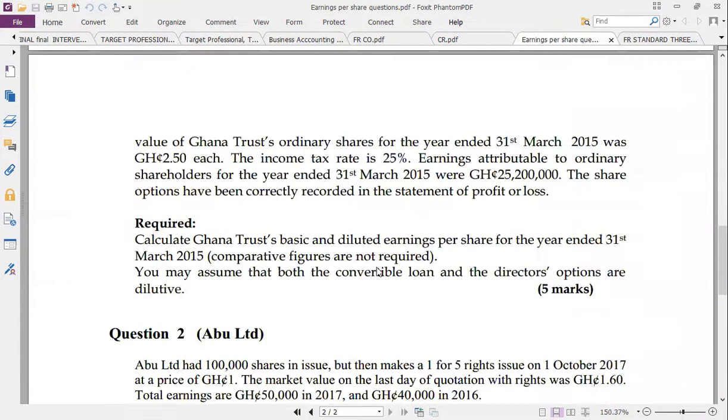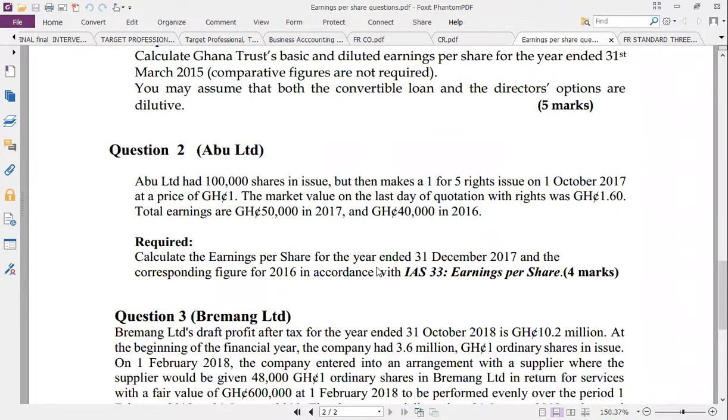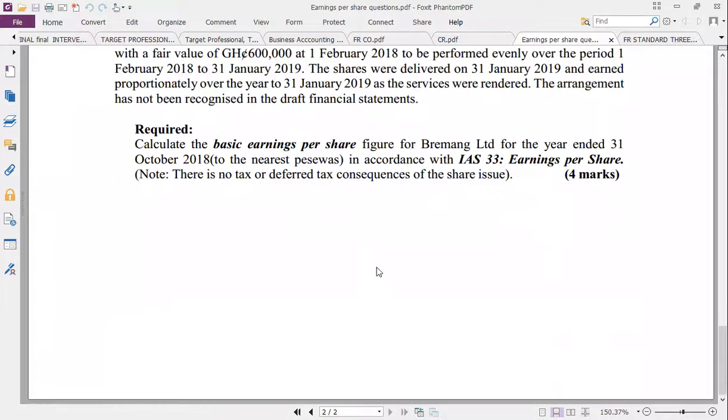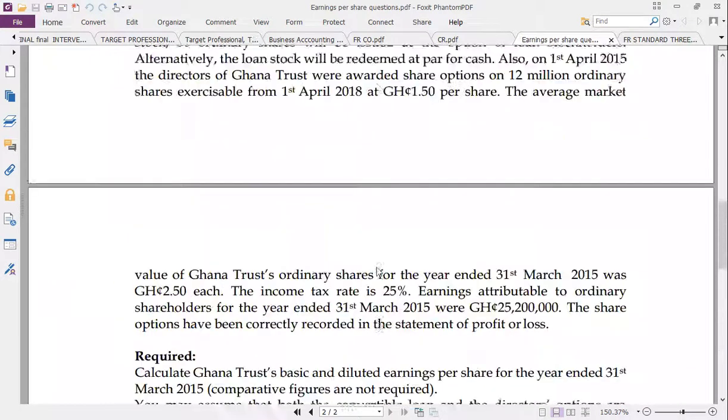And let's go to question two, Abu Limited, but all of these are for you. And question three, Raymond, all of these are for you. So this is how far the good Lord will bring us. And then there will be a second or third section of earnings per share where there will be question solving. So try these questions and then let me have their solutions.